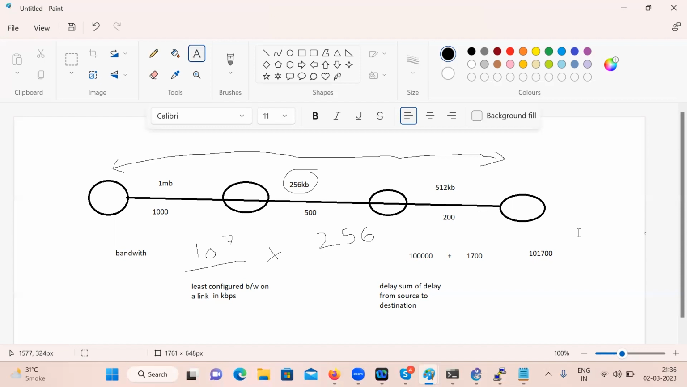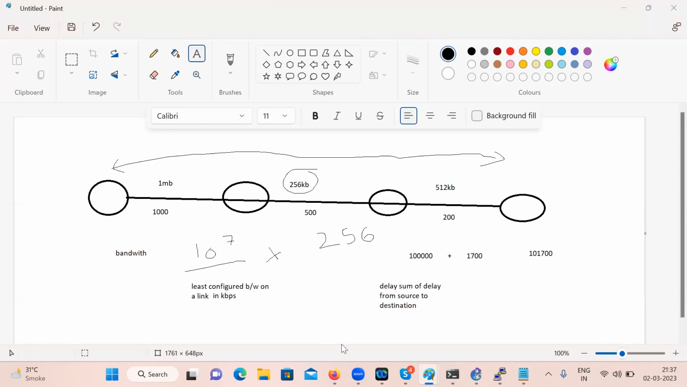Addition of least configured bandwidth. Here we have 256, right? In the calculation it will use 256: 10 raised to power 7 divided by 256 and multiplied by 256, and that comes as the result. Whatever the result is, keep it aside. Then do a calculation for delay, and add both the values.